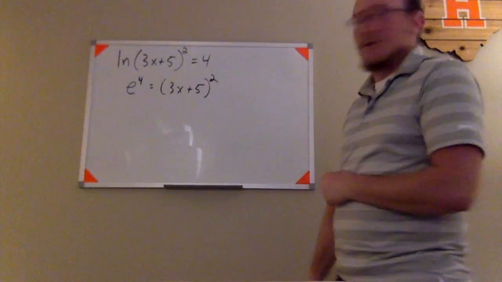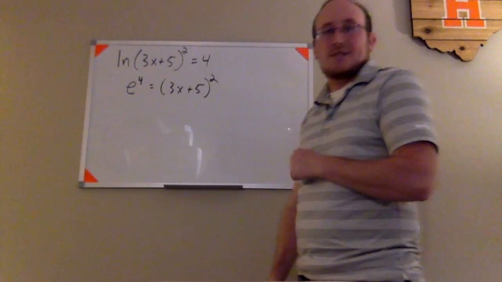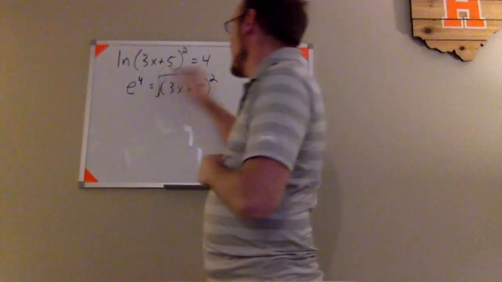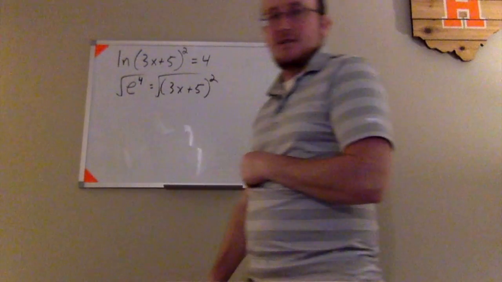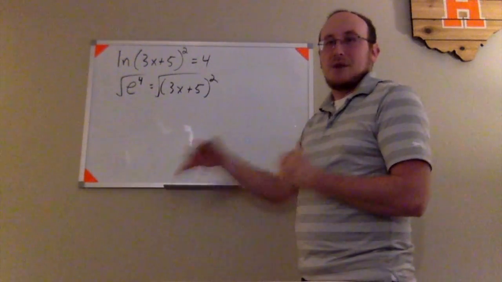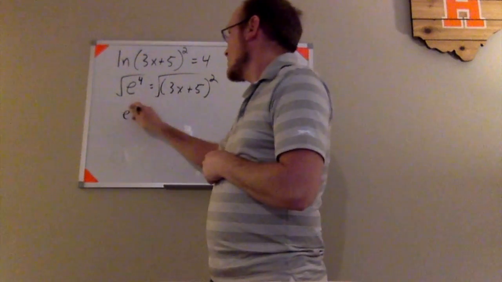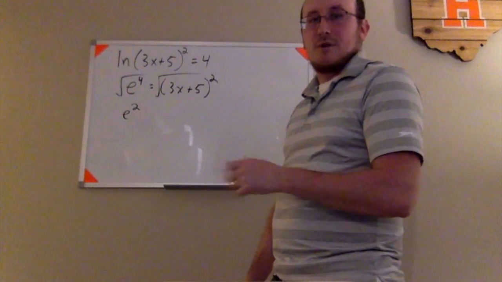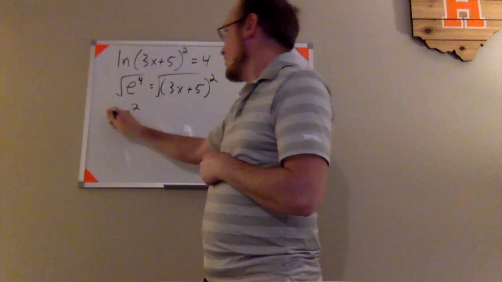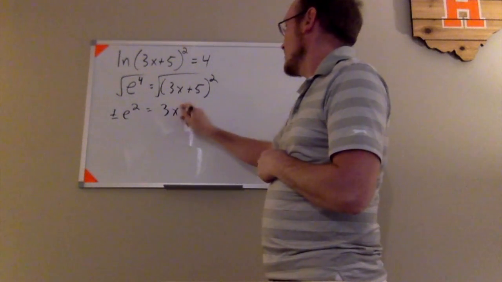Now, as I go to solve that for x, I need to get rid of this second power. I'm going to cancel that second power out by taking the square root of both sides. Again, remember the square root is just a 1/2 power, so if you take a power to a power, you multiply. So this will become e squared. But since you took the square root of both sides, you technically need plus or minus there, is equal to 3x plus 5.